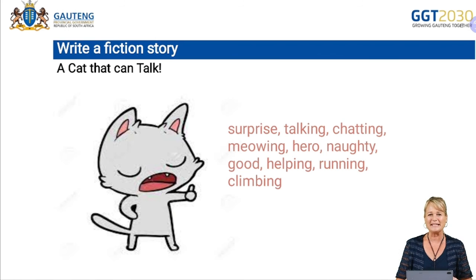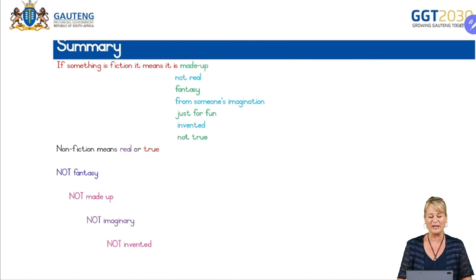What about a cat that can talk? This cat looks really funny talking. Of course, it would be such a surprise if we suddenly heard a cat talking and chattering away and chatting to us and meowing in between. Is the cat the hero? Maybe a person is the hero. Is that cat naughty or is that cat good? Is the cat helping someone? Is the cat running somewhere and maybe climbing up somewhere? So a cat that can talk would be very, very good as your story.